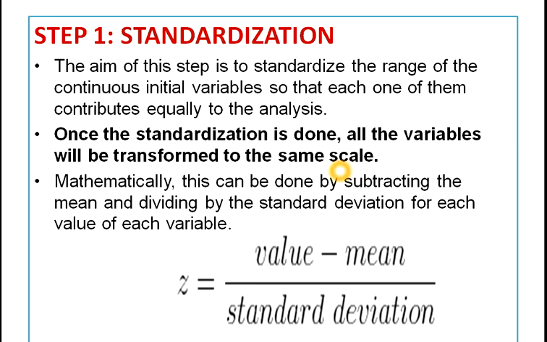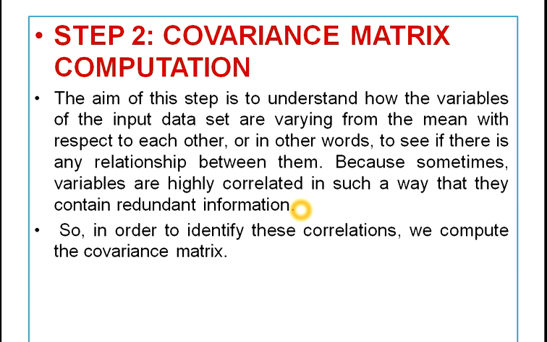You will see that when I put something in bold or in a different color, this means it is very important for you, and I am indirectly asking you to note it down. Mathematically, this standardization can be done by subtracting the mean and dividing by the standard deviation for each value of each variable. So z is equal to value minus mean divided by standard deviation. That's the formula.